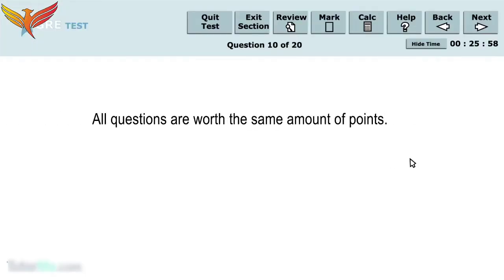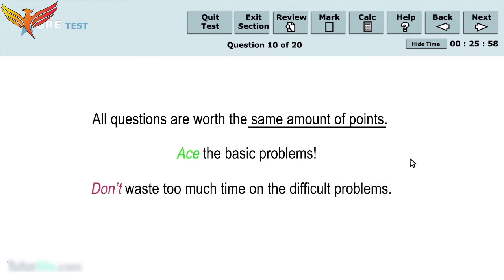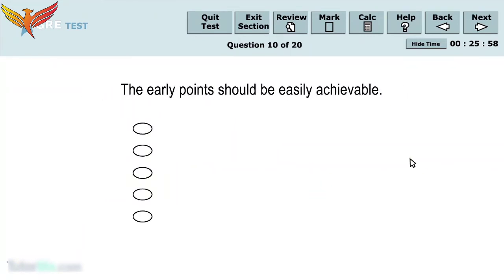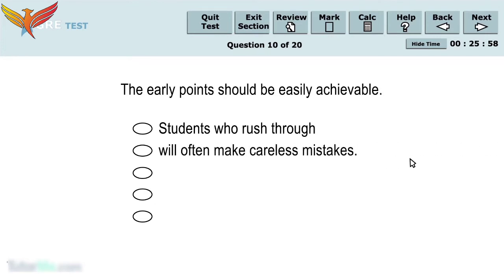Remember, all the questions are worth the same amount of points, so it behooves you to ace the basic problems as opposed to wasting time trying to crack the most difficult questions, which, by nature, are going to be harder to solve. These early points are the points that should be easily achievable, but students who rush through the beginning will often make careless mistakes.